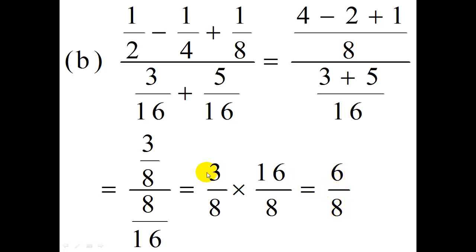You can also multiply 3 by 16, and that is 48. Then you divide it by the product of 8 and 8, that is 64. So 48 over 64, if you simplify, you will still get 6 over 8.